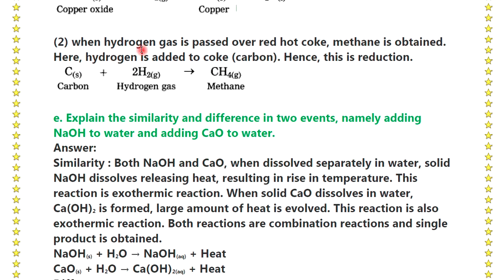Second point, when hydrogen gas is passed over red hot coke, methane is obtained. Here, hydrogen is added to the coke, hence this is a reduction reaction. Carbon plus 2 H2, that is hydrogen gas, gives rise to methane in gaseous form.